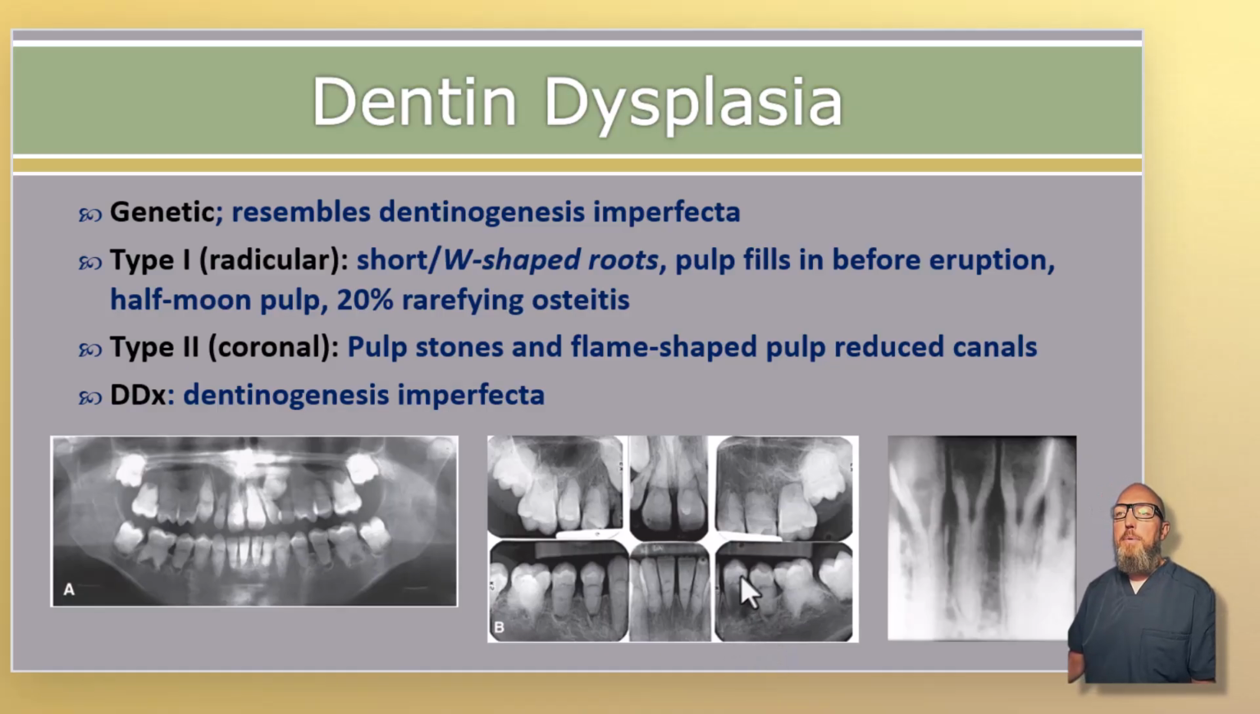And then your type 2, your coronal, is more going to affect the pulp. And the pulp chamber starts to look flame-shaped. A lot of cases it doesn't show here, but they'll start to have pulp stones. And so your differential is dentinogenesis imperfecta, but it doesn't really have that constricted cervix, bulbous crown appearance like dentinogenesis imperfecta. Either it has a very distinct root appearance for the radicular, or more a change in the pulp space that you're going to expect for the coronal type.